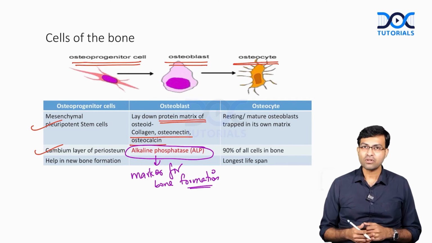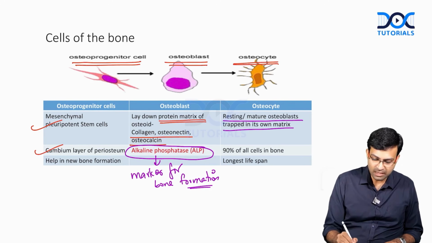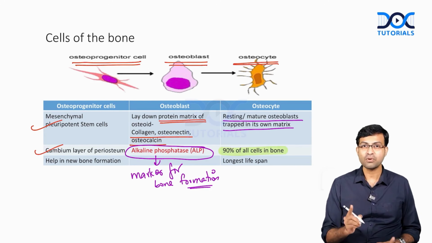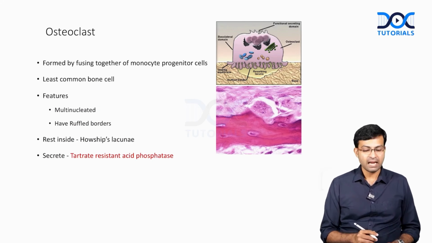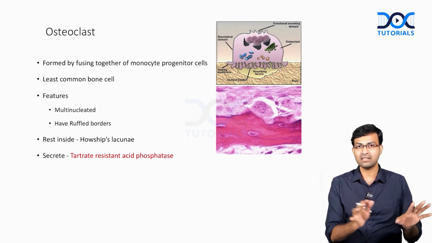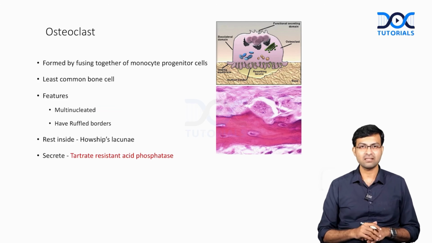And finally, we have osteocyte. Osteocyte is the mature or the resting stage of osteoblast. The interesting thing is that there are 2 MCQs here. 90% of all cells in the bone is osteocyte. It is the most abundant cell here. It also has the longest lifespan. And the 4th cell is osteoclast. Osteoclast is separate from those 3. It does not come from that lineage. It comes from the reticuloendothelial system. Okay.